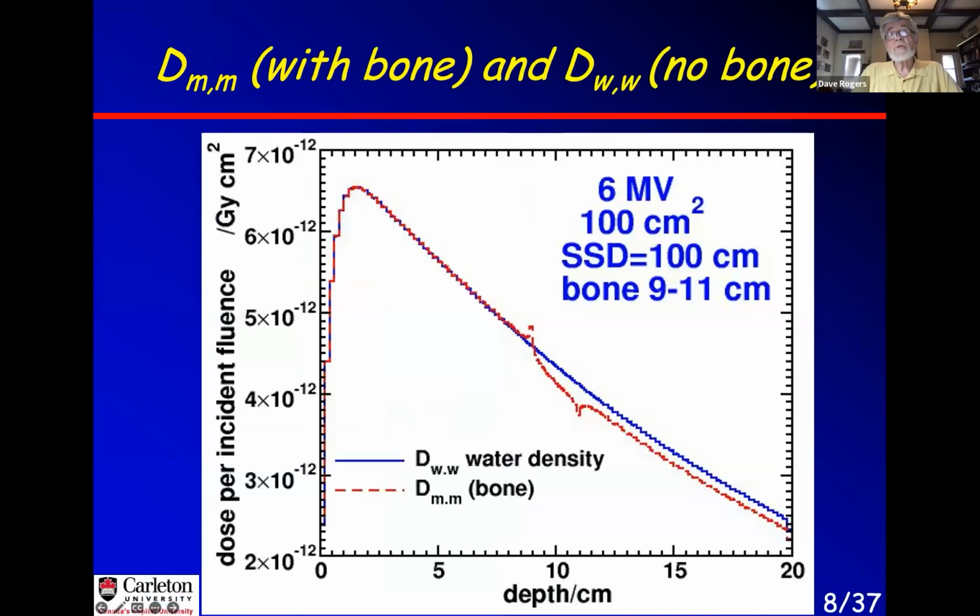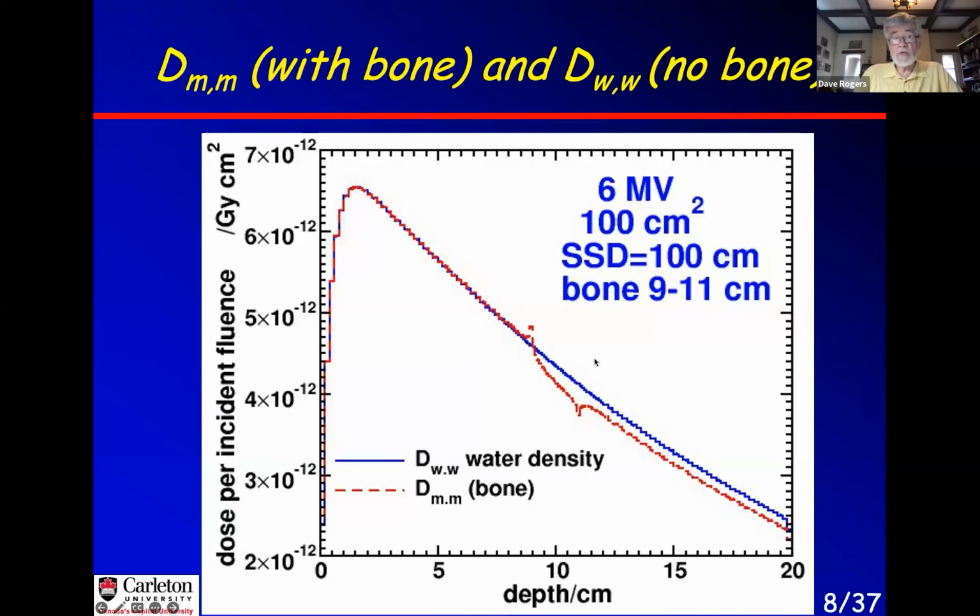Okay, so this is just showing a depth dose curve with the bone there, or with just pure water. And the pure water case is the blue line. And when there's bone at 9 to 11 centimeters, you can see that there's a reduced number. And this is partially due to the reduced, we saw on the graph that the mass attenuation coefficient was lower. And so not surprisingly, the dose is lower here.